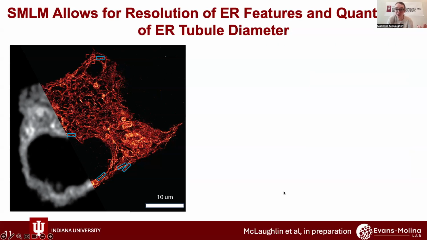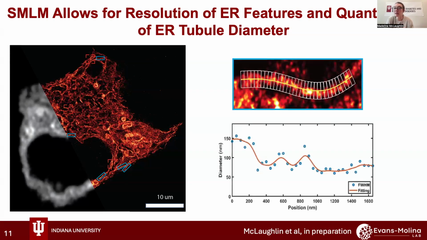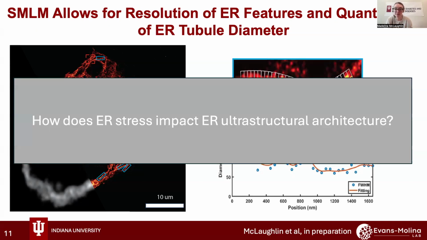So even more so with the tubules, using a novel software developed in the Huang lab, you can specify a segment of the ER tubule you are interested in, and you can measure the diameter of the tubule at different points and see how it varies along the length of the tubule. So you can get this quantitative measure to compare across different experimental variables. So now that we have shown what we are able to measure with these two techniques, we can use them to answer scientific questions. So first we asked, how does ER stress, a common feature seen in type 1 diabetes, impact the ER ultrastructural architecture?